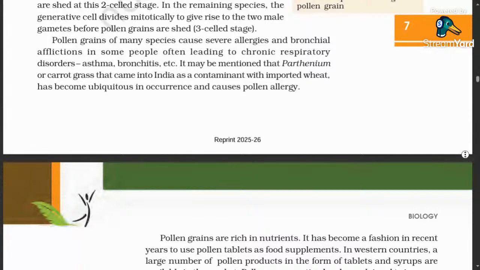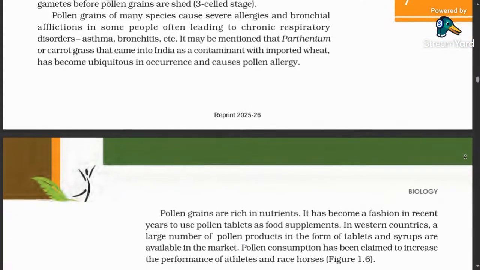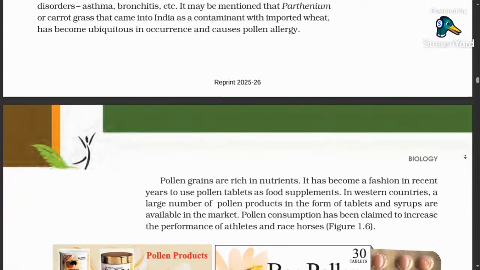Pollen grains of many species cause severe allergies and bronchial afflictions in some people, often leading to chronic respiratory disorders like asthma, bronchitis, etc. It may be mentioned that Parthenium or carrot grass, that came into India as a contaminant with imported wheat, has become ubiquitous in occurrence and causes pollen allergy.